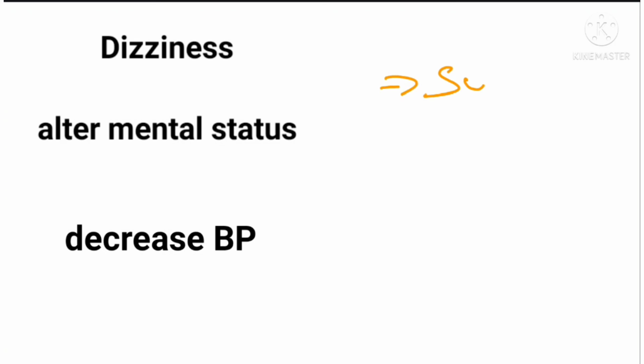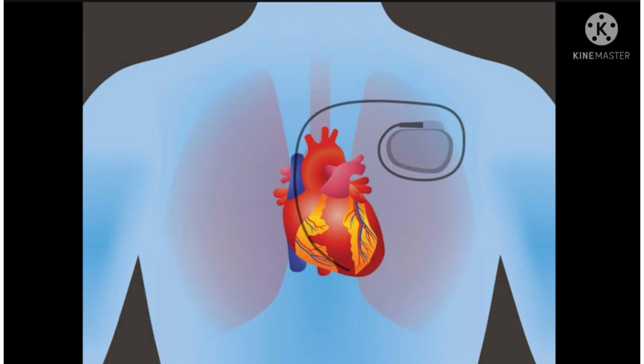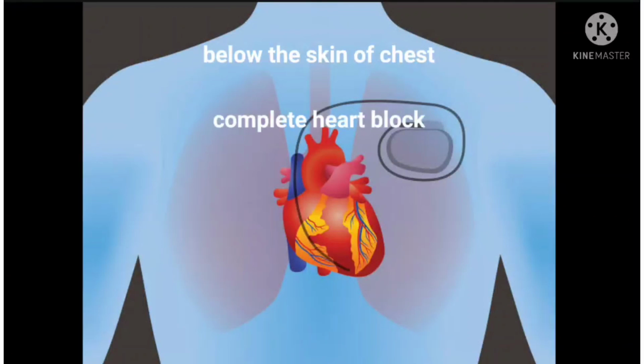The patient with heart block may present with a complaint of dizziness, then altered mental status, then decreased BP, and there may be syncope or complete collapse. The main treatment of this AV block is a pacemaker. It is inserted below the skin of the chest, and it is the treatment of choice for complete heart block. It is also used in dilated cardiomyopathy patients.